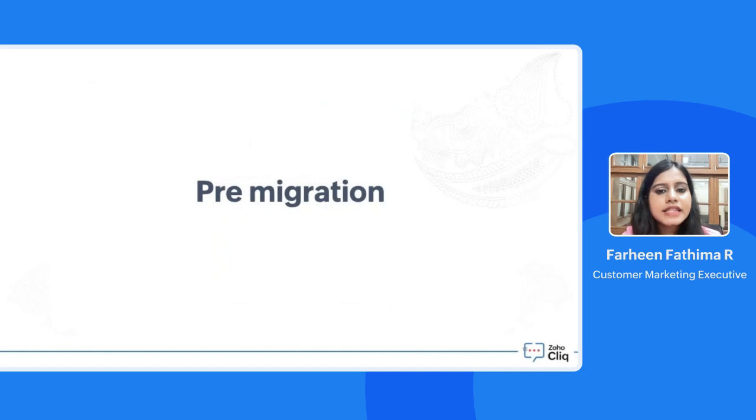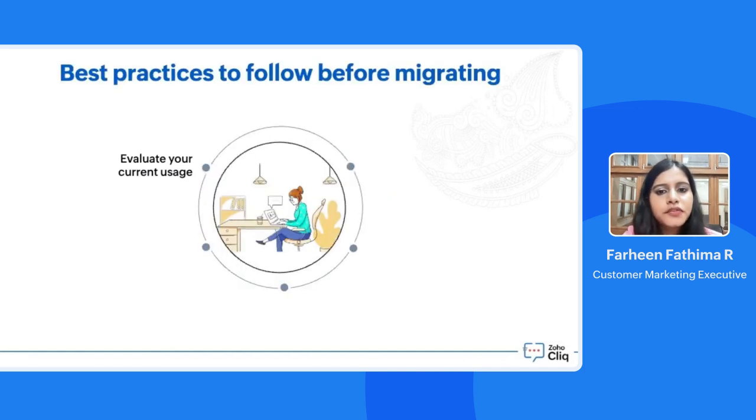Now let us look at some best practices that you can follow before migrating to Zoho Cliq. Review your current usage of Slack or Microsoft Teams, including active users, teams, channels, and data stored within the app. You can also identify critical workflows, integrations, and features that need to be replicated or replaced in Zoho Cliq.